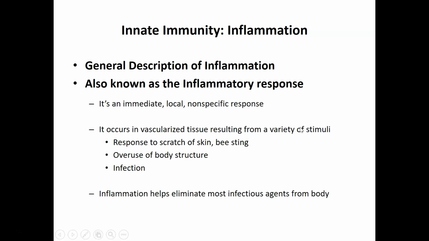Okay? Inflammation is non-specific, local, and it's a very rapid occurring immune response. So all of those are features of innate immunity. And it does occur in vascularized tissue. So the blood vessels feeding a tissue are a big part of what happens in an inflammatory response.